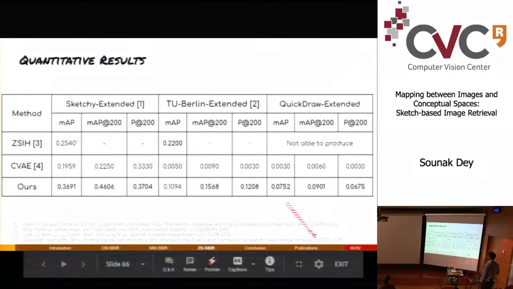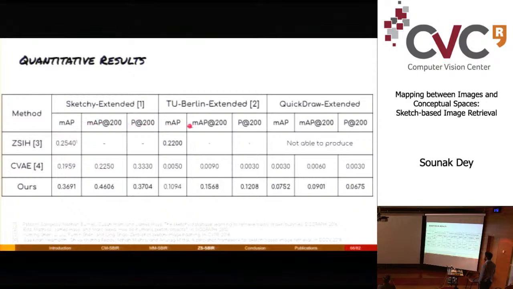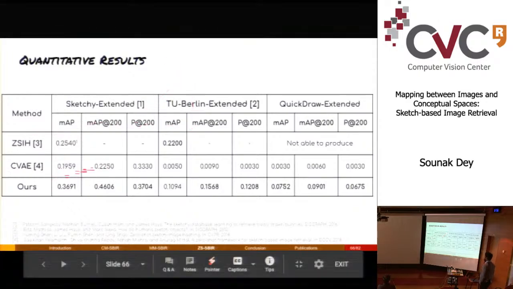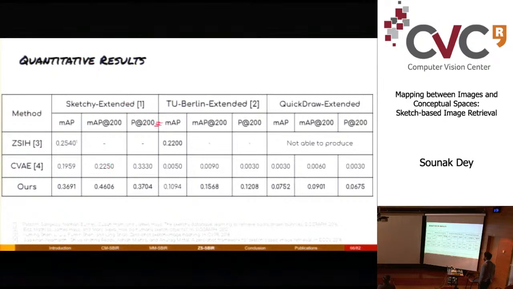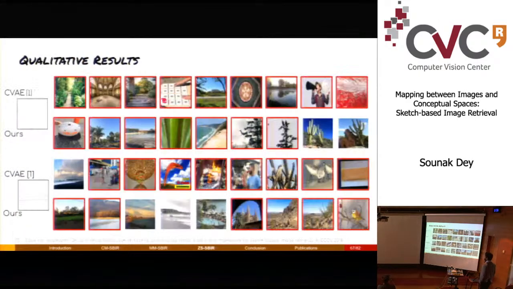And in QuickDraw, we performed similarly badly as others, because this is the real problem we are looking at, and this needs to be solved rather than doing sketch-based image retrieval on TU-Berlin and Sketchy Extended, because those are not the right way to go forward. So these are some results out here.